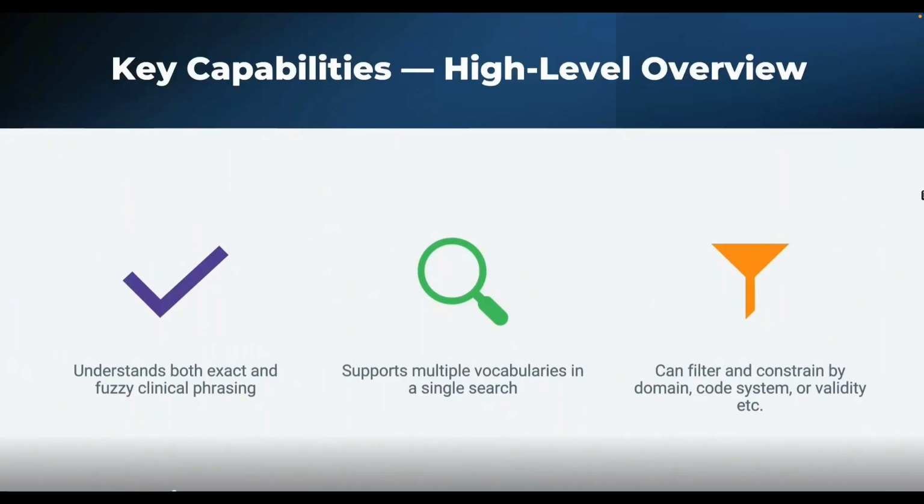Let's talk about the key capabilities, the high-level overview. So it understands both exact and fuzzy clinical phrasing. A user doesn't have to know the official medical term in order to retrieve the code. Whether someone types breathing difficulty or shortness of breath, TS can find the correct matching code by combining keyword logic with embedding-based semantic understanding.